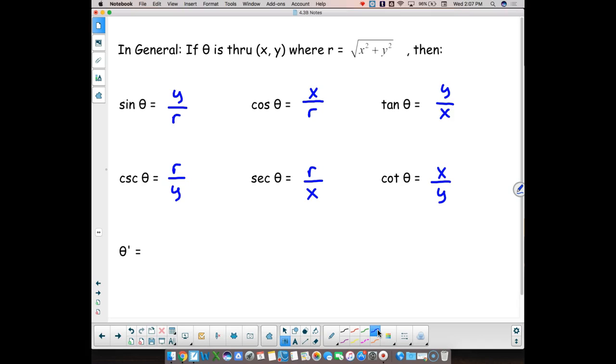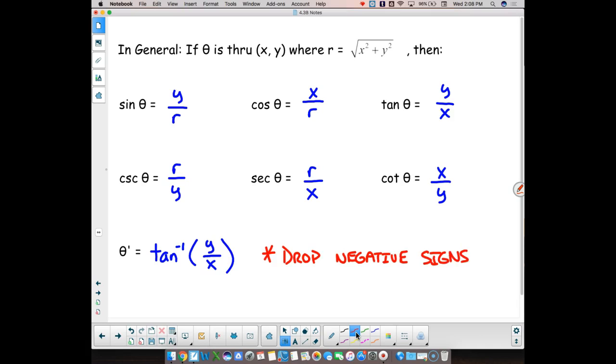So we said when we're finding the reference angle that we should use the inverse tangent of y over x. But we also said that if we do that, we have to drop the negative signs. Okay. And that's all well and good through a point.